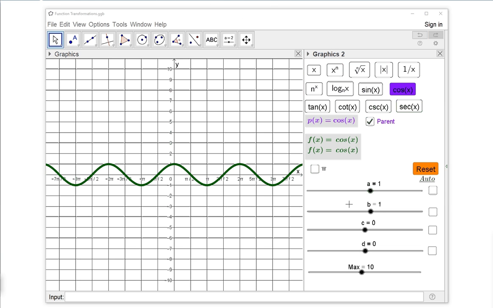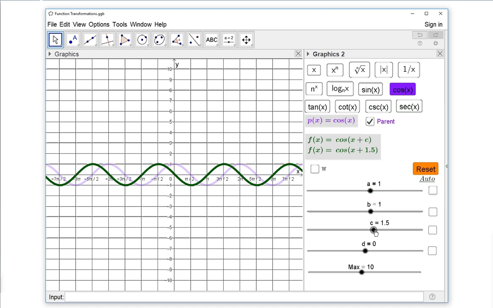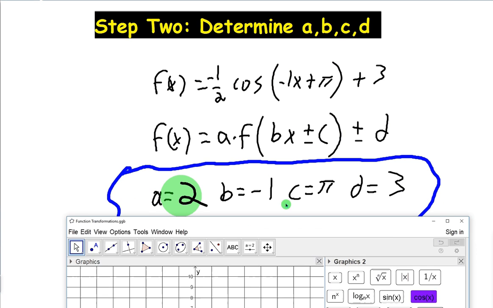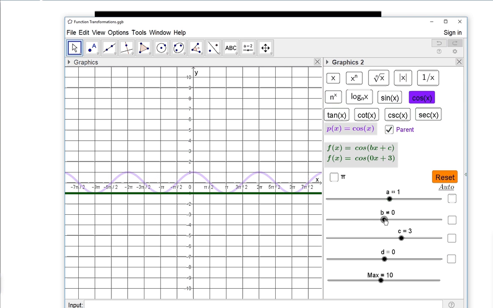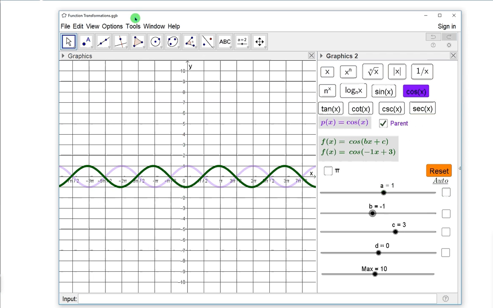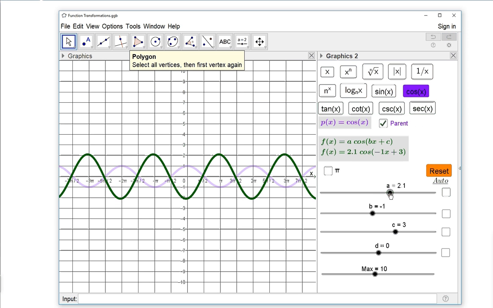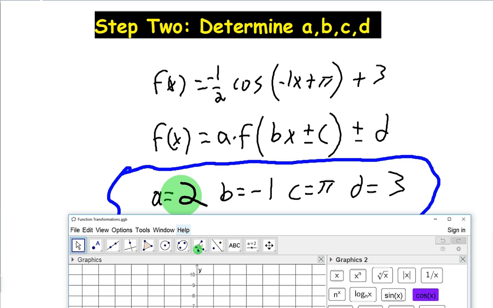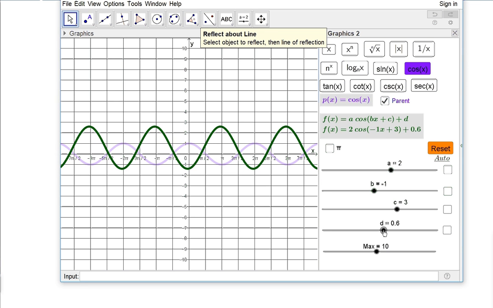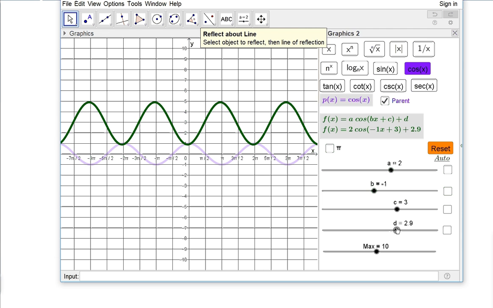Now with this app, I'm not going to be able to get it exactly right because I can't make c equal to pi, but I can make it equal to 3 and make it pretty close. So first of all, it's going to have a horizontal shift 3 units to the left since it's positive 3. Next, it's going to have a horizontal flip because b is equal to negative 1. After that, a is 2 and d is 3. So when a is 2, it's going to stretch the graph. And d is 3, so it's going to shift 3 units up.